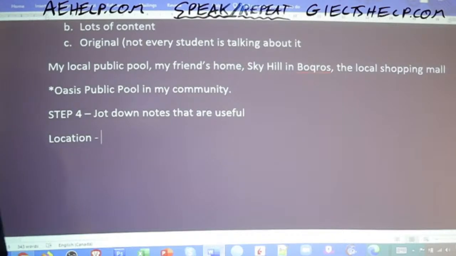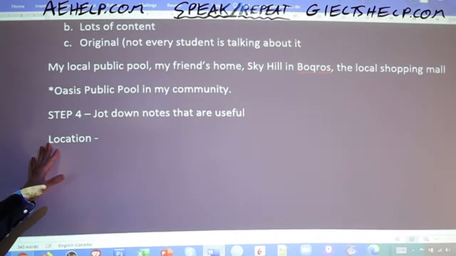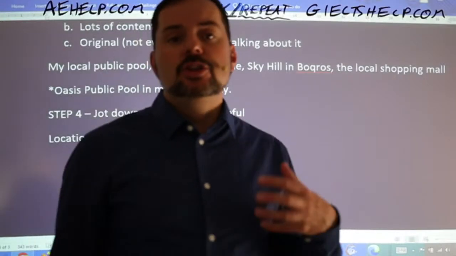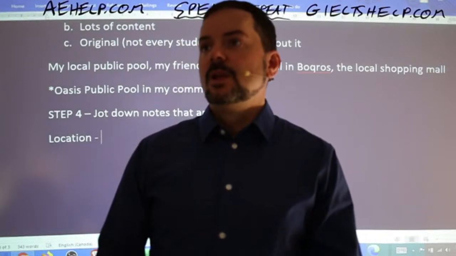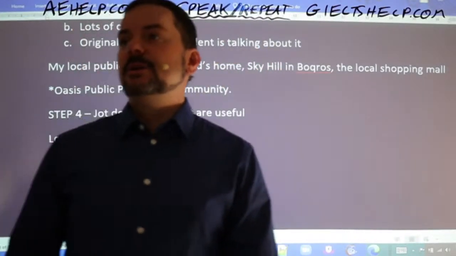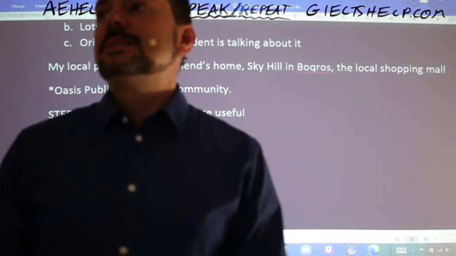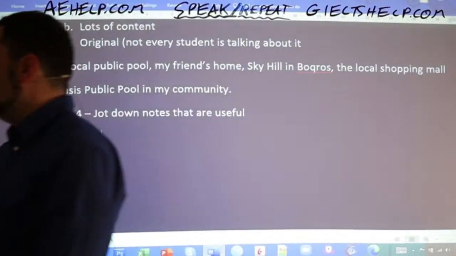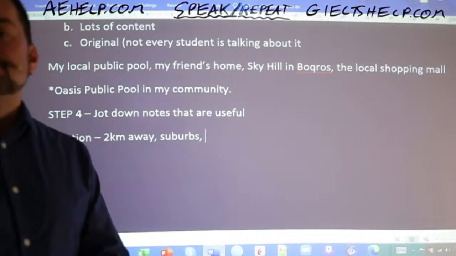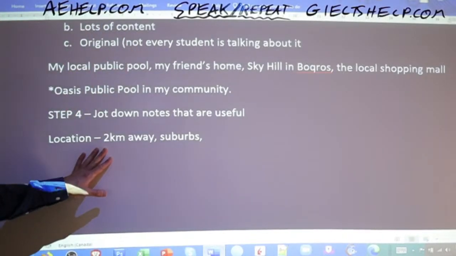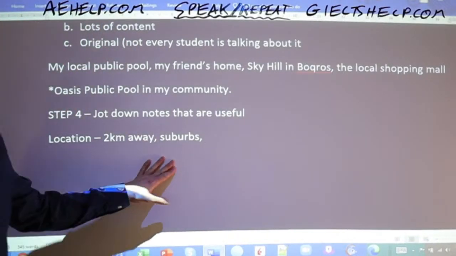Location. Now, where is this pool located? Give me some notes that are useful. So where is it located? Give me a couple of ideas. Okay, Oa says it's located in the countryside about 10 kilometers from my home, beside Gym Hall. Okay, I like the distance, the quantification. Okay, so it's your local pool, so let's make it a little bit closer, Oa. So it's about 2 kilometers away. Okay, let's make it in the suburbs. All right. So suburbs, about 2 clicks, 2 kilometers away. All right.